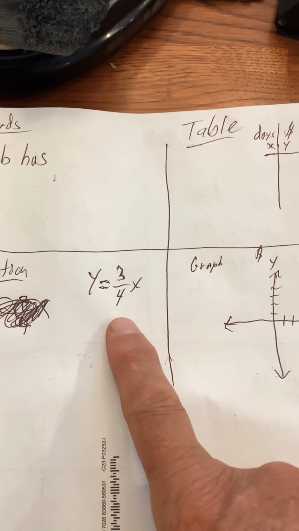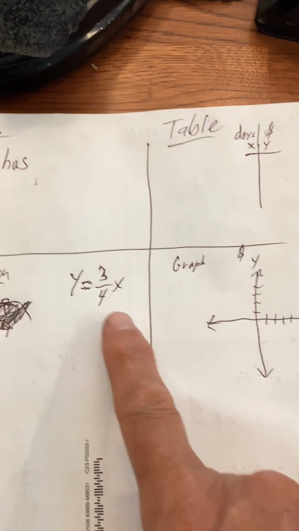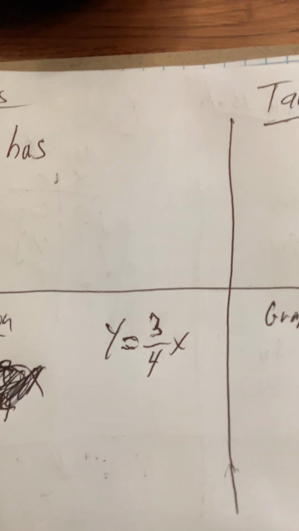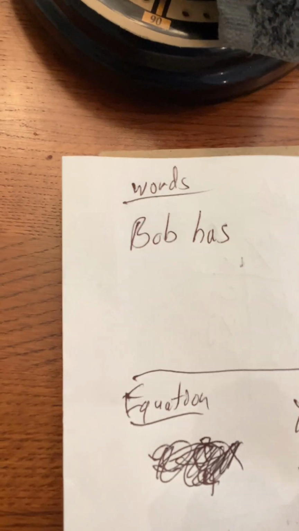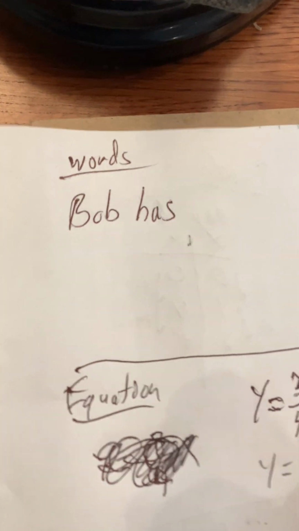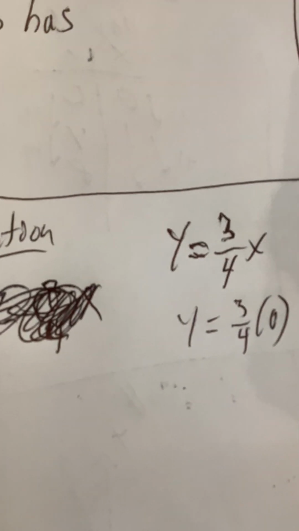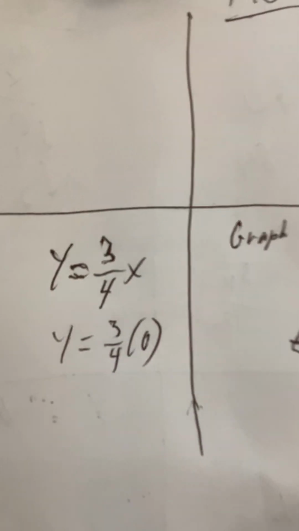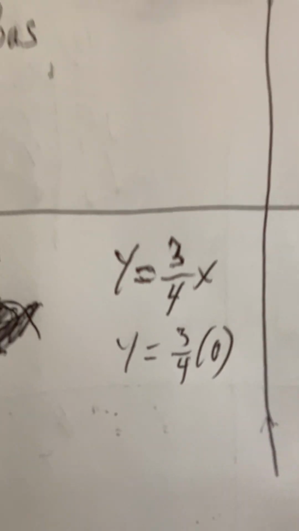Which one do you want to do first? Let's do the table first. If you plug in 0 for x, 3/4 times 0 is 0, so y is 0. You know that it's going to go through the origin.